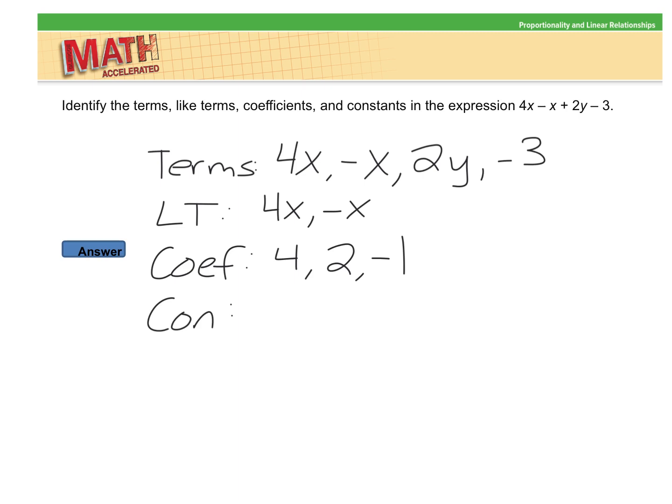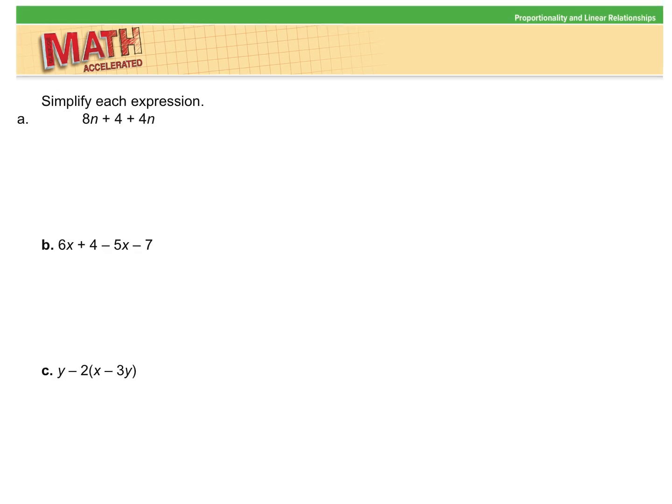Last one, constants. What did we say constants were? Something without the variable. What's the number without a variable? Negative 3. Remember, those subtraction signs also serve as negative signs. Nice job. Any questions on those 4 vocab terms? All right. Last slide I want to talk about.